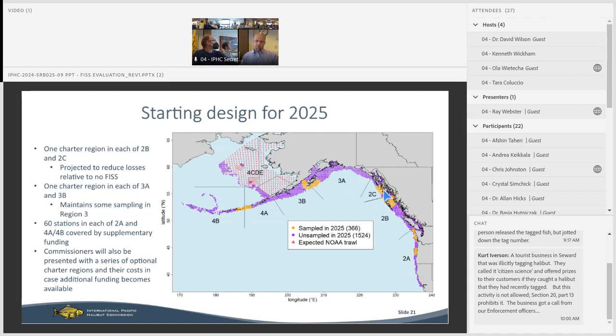As for 2B and 2C, we fished most of those areas in recent years. Certainly in the last 2 or 3 years, we've had very good coverage, and so the gaps here are of less concern than they are in 3A and 3B and elsewhere.